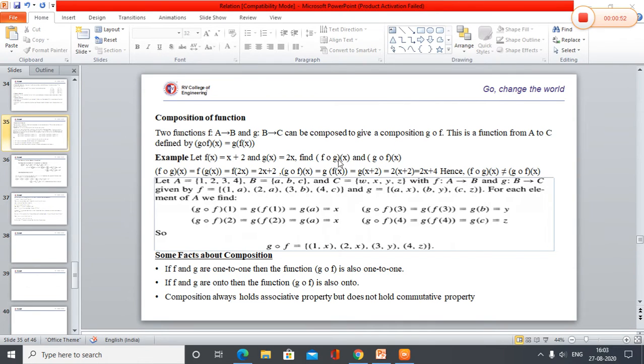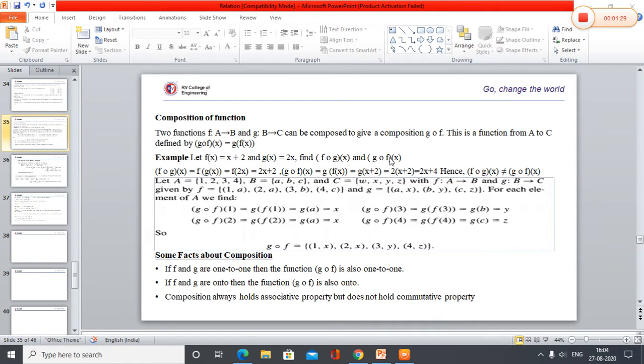So (f o g)(x) and (g o f)(x), what are those? If I say (f o g)(x), it means f of g of x, and if I say (g o f)(x), it means g of f of x. So first we have to find this one, which is nothing but f of g of x. Now what is g of x? g(x) is given as 2x, so instead of g(x), I'll write 2x. So now it is f of 2x. f(x) is equal to x plus 2, so what is f of 2x? Instead of x, I have to substitute 2x. So it is 2x plus 2.